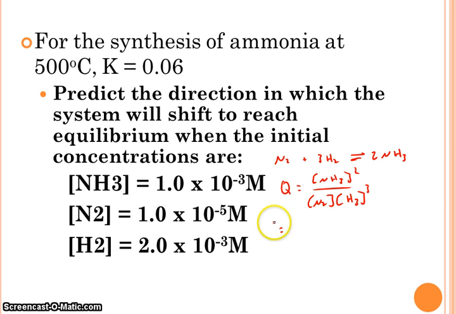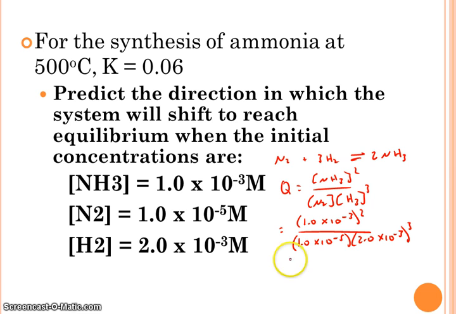And now we'll plug in our new values. So we've got 1.0 times 10 to the minus 3, and we'll square it for ammonia. We've got 1.0 times 10 to the minus 5 for nitrogen, and 2.0 times 10 to the minus 3, which will cube for hydrogen. And that's going to give us, with 2 digits, 1.3 times 10 to the 7.